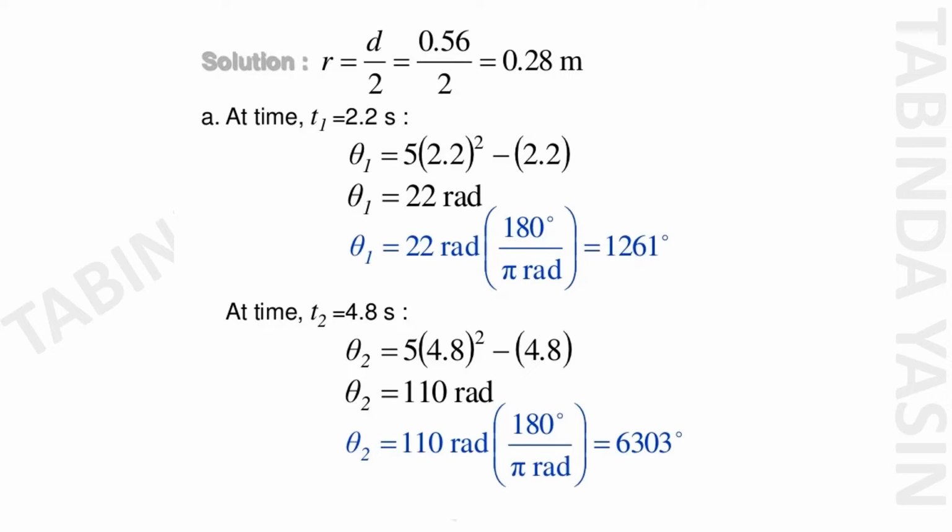Now time t2 is 4.8 second. We are going to do the same process, that is theta 2 is equal to 5 into 4.8 whole square minus 4.8, that gives 110 radian, and we are going to convert this 110 radian into degree. We have into 180 degree over pi radian, that gives 6303 degree.